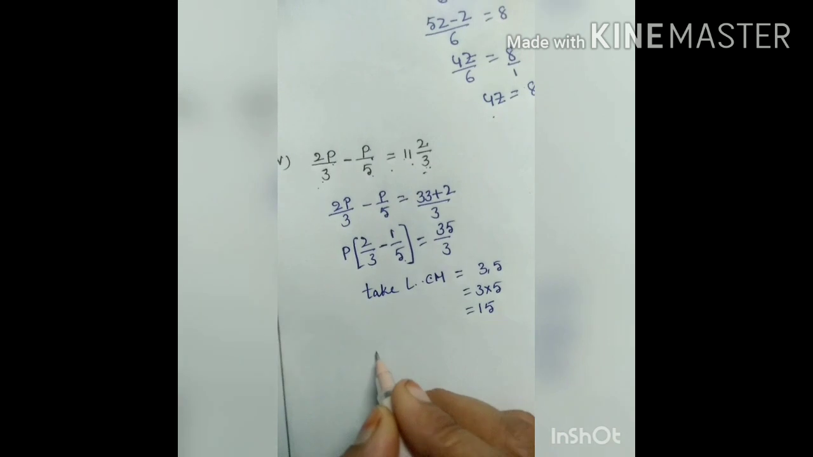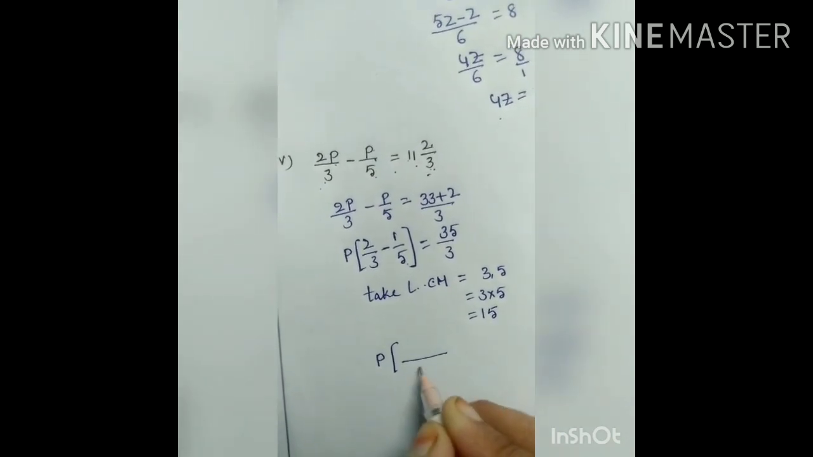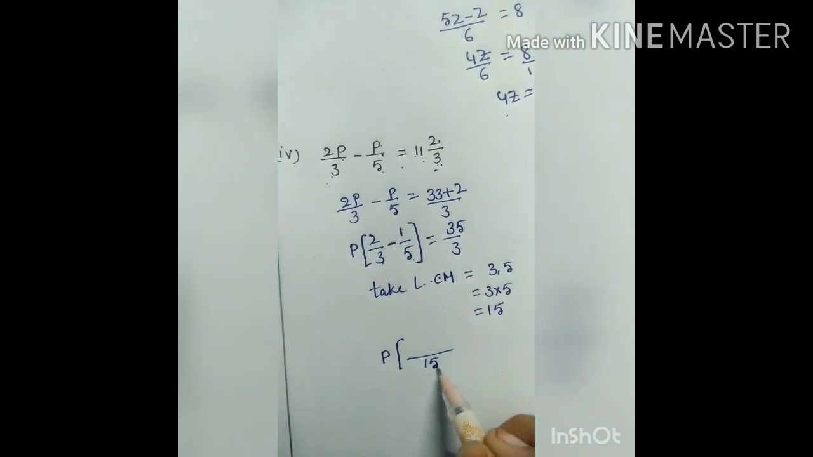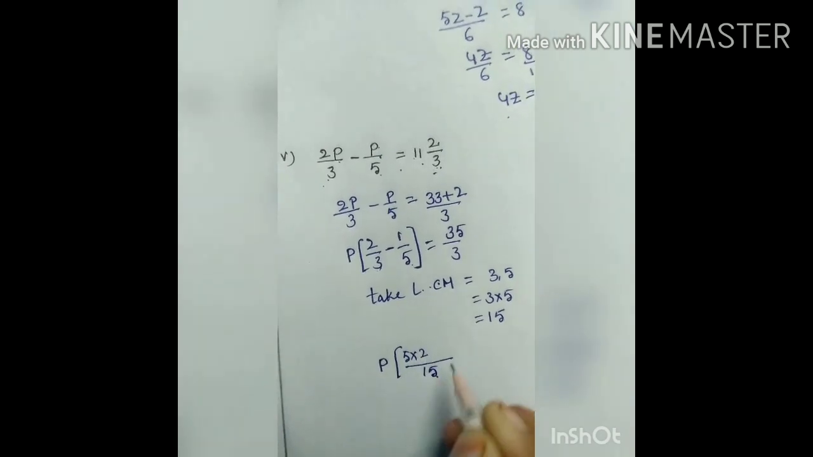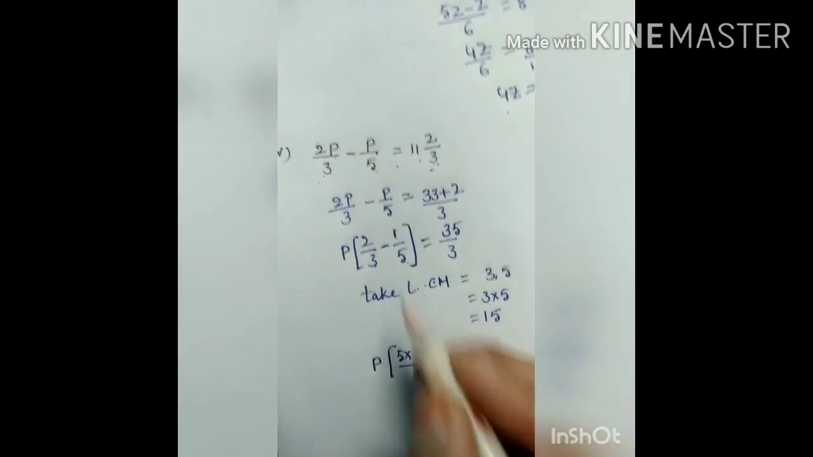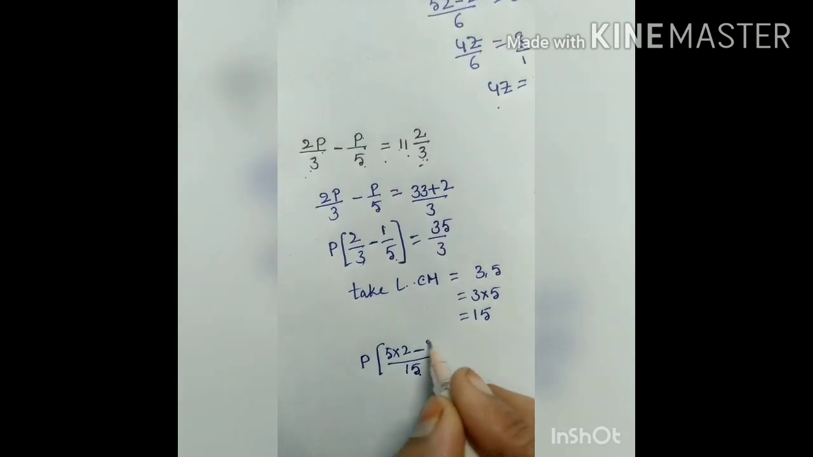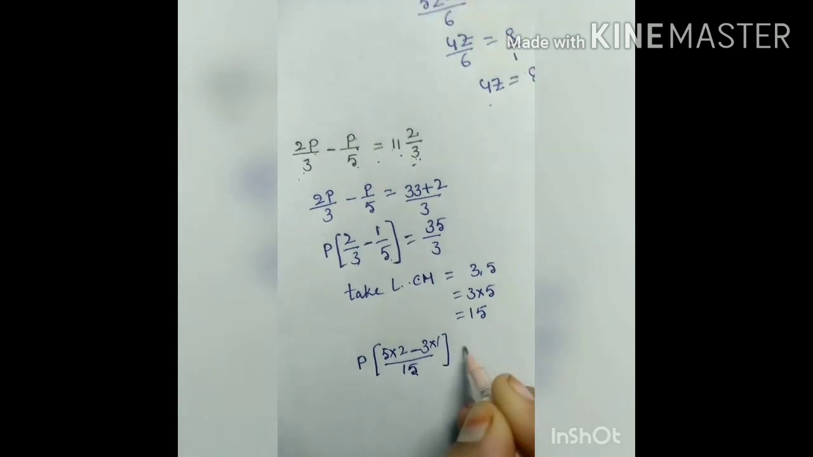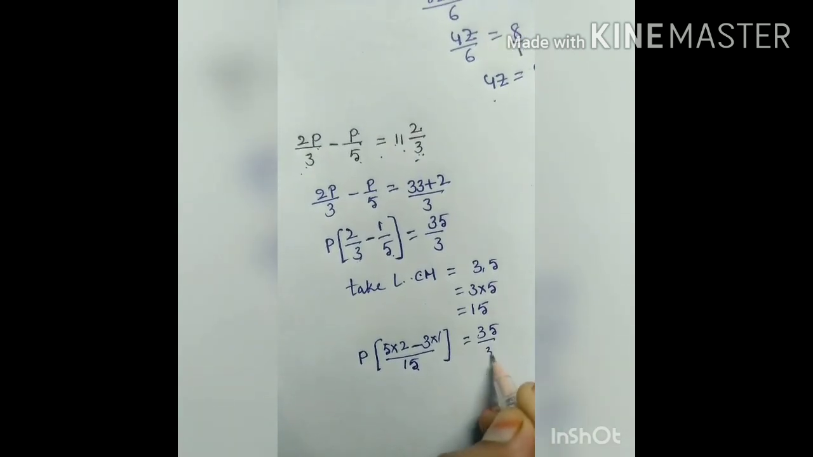So here p into, the LCM is 15. So 3 how many times is possible in 15? 5 times. 5 into 2 minus 5 how many times is possible in 15? 3 times. So 3 into 1 equal to 35 by 3.